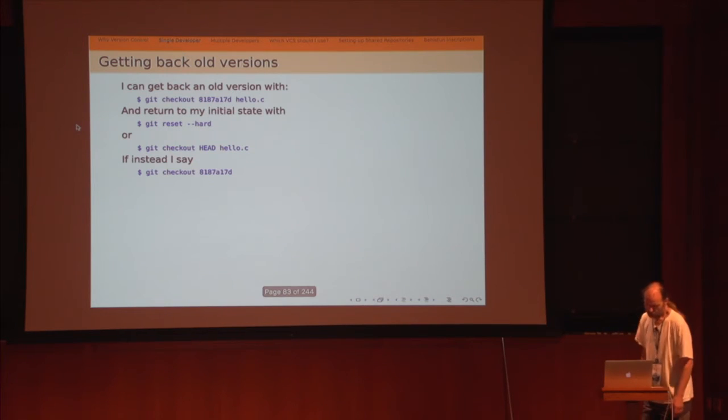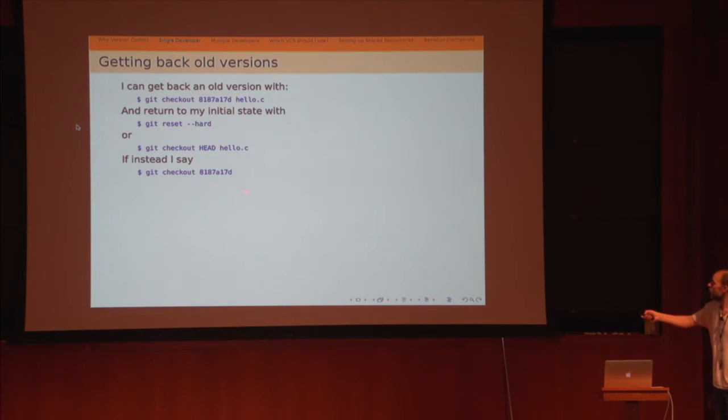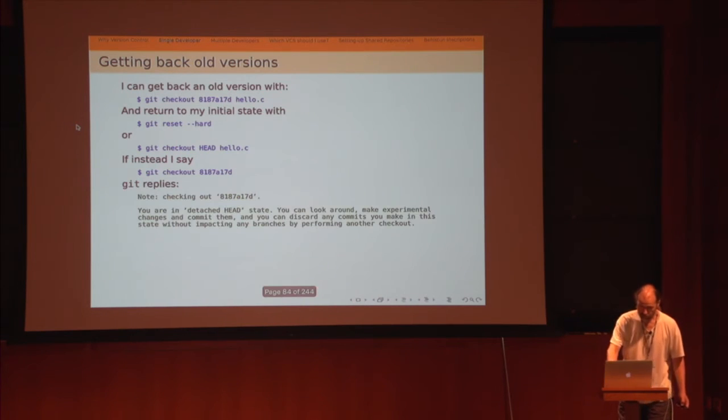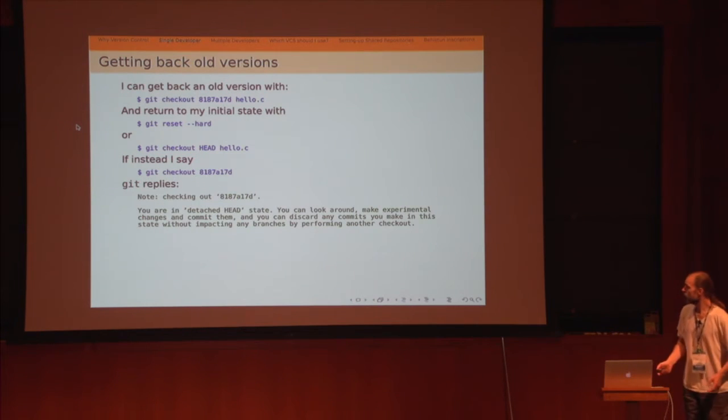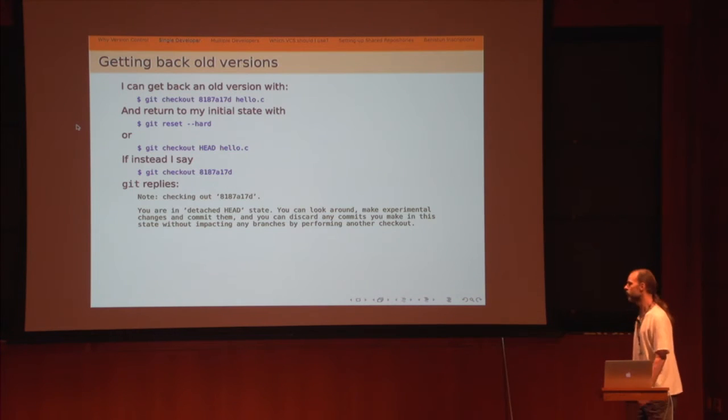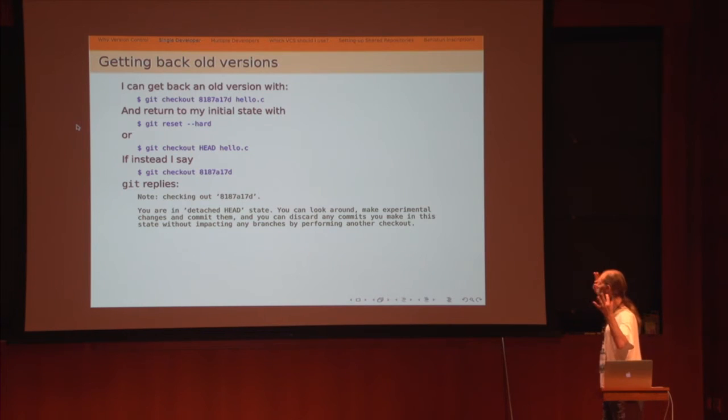Now, if I say with some magic number in there, I'll get a message that looks like this. Now, what does that mean? It says, note, checking out 8187A17D, your friend. You are in detached HEAD. What that means is, I'll give it to you, but I don't know what to do about it. If you make changes here, they're going to get lost.